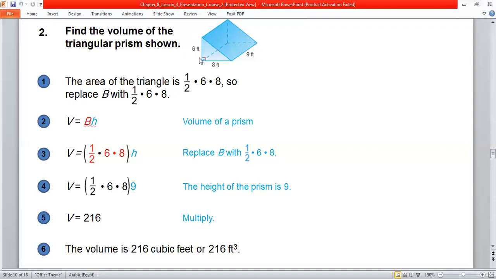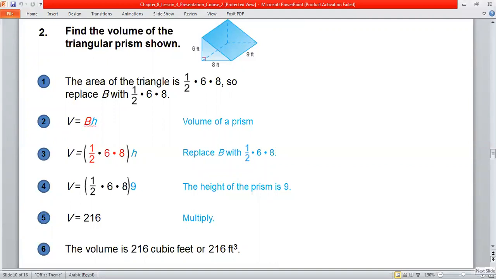So half times 8 by 6. Half by 8 by 6 is equal to half of 48, which is 24. If I multiply 24 by 9, it equals 216. So we find the base area first, and after that I multiply it by the height.